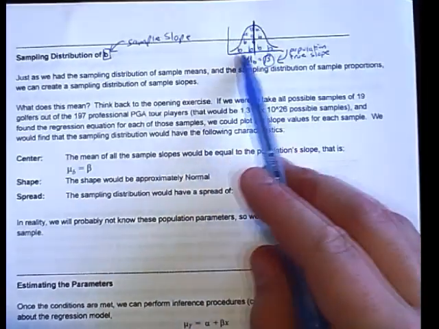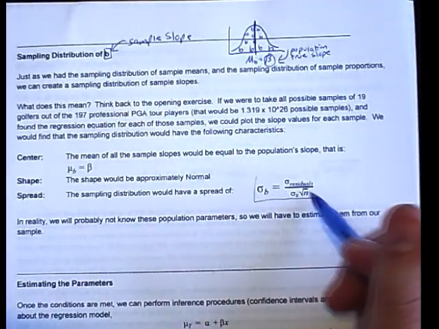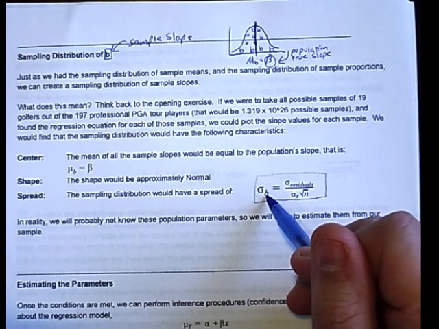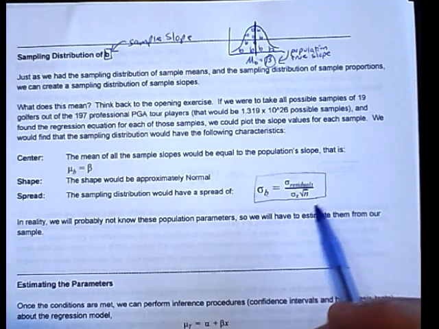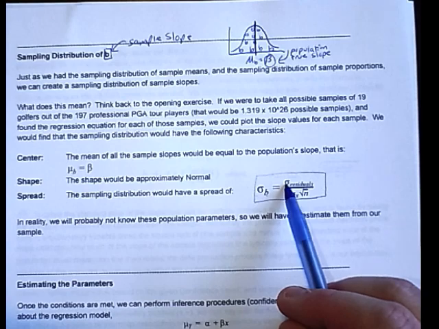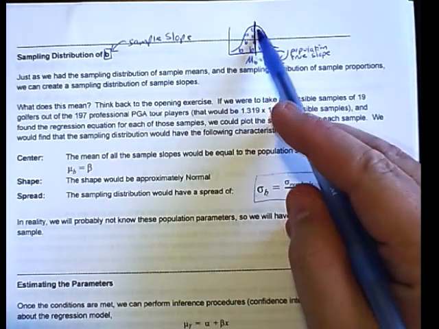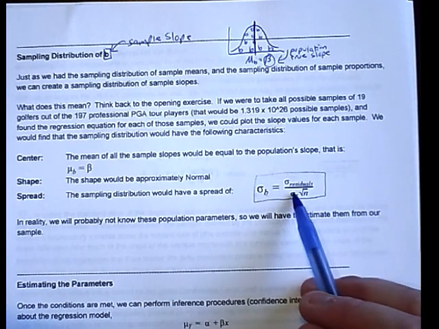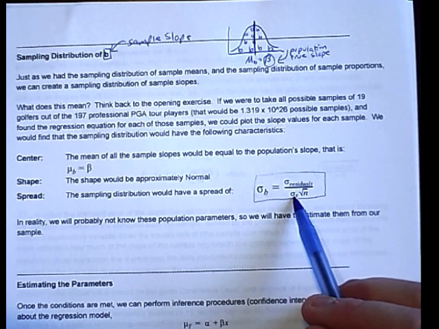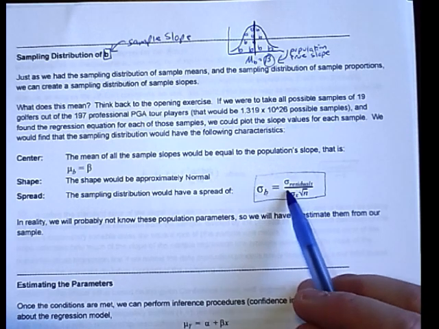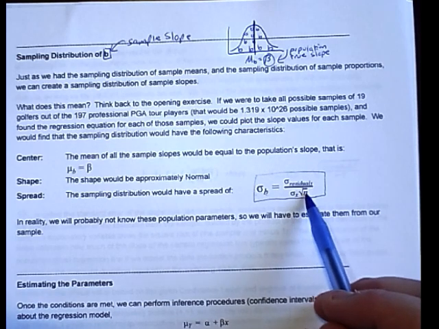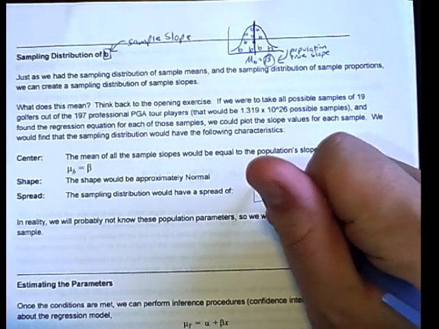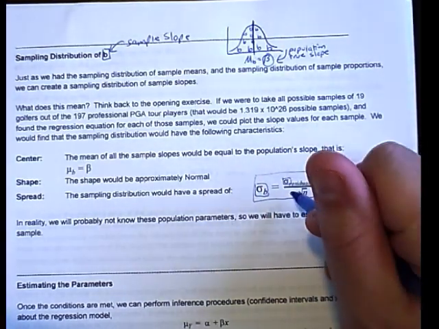And then the spread of this distribution, we call it sigma sub b. Sigma means spread or standard deviation of b, of the slopes, so the spread of the slopes. The way we're going to find that is take the standard deviation of the residuals from the population, which we're probably not going to know, over the standard deviation of all the possible x values. We're not going to have all the x values, so we're not going to know that either, times the root of the sample size. So we're not actually going to be able to find this, or this, or this.